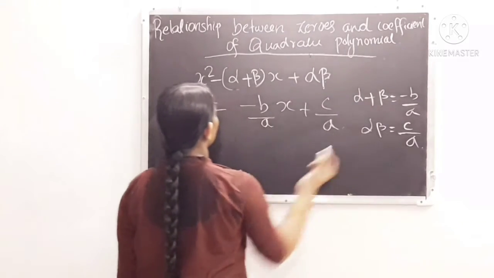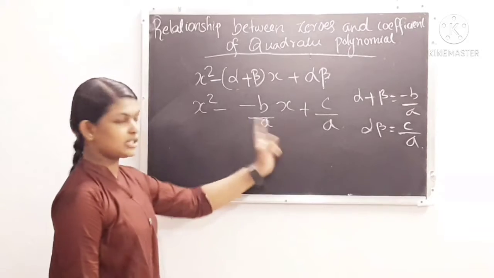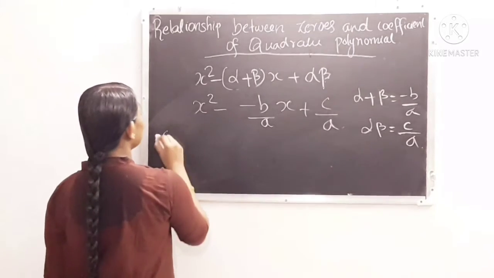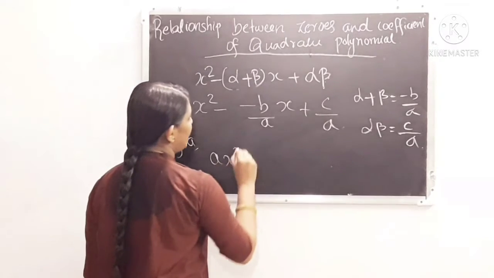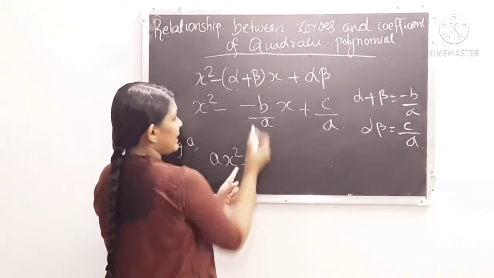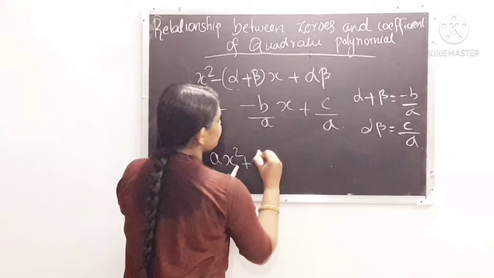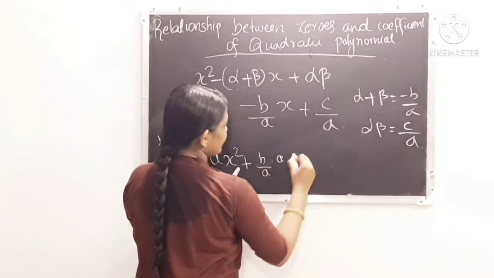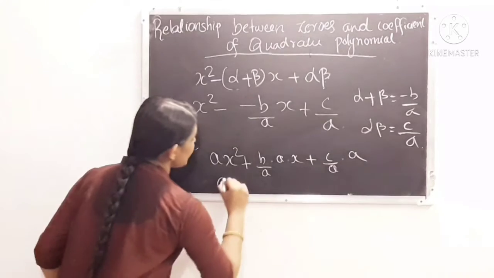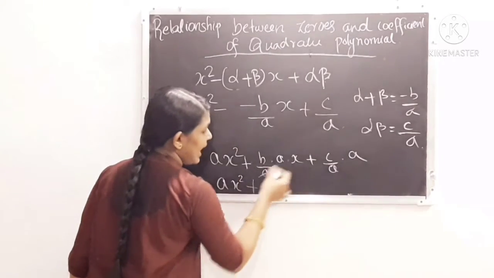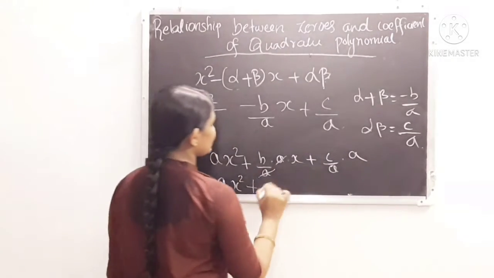Okay. On multiplying the whole equation by a, it is equal to ax square minus, this minus into minus can be written as plus, so plus b by a into x plus c by a into a, which is equal to ax square plus, this a and this a can be cancelled, so it will be equal to bx.